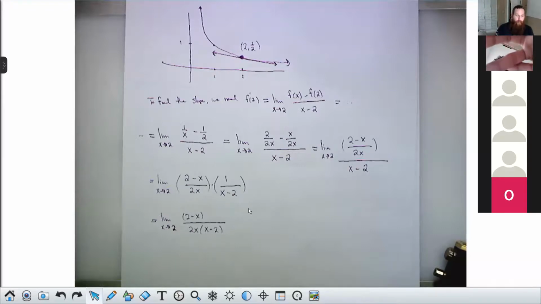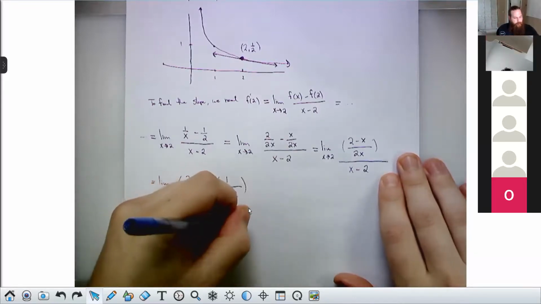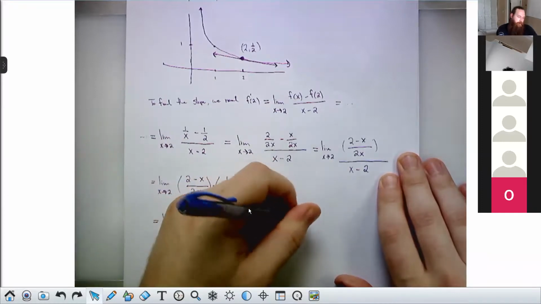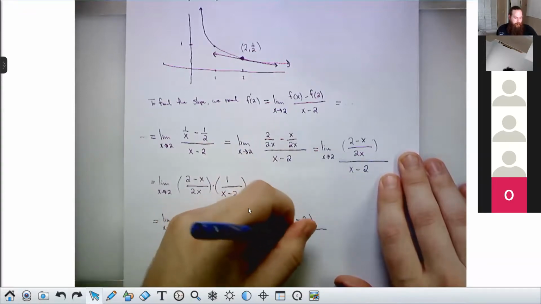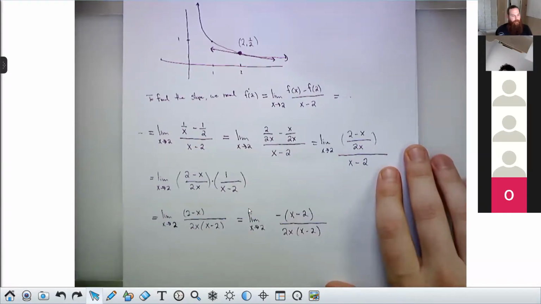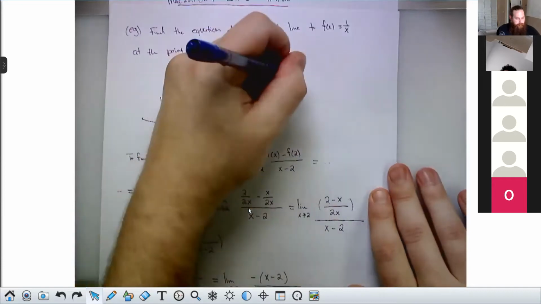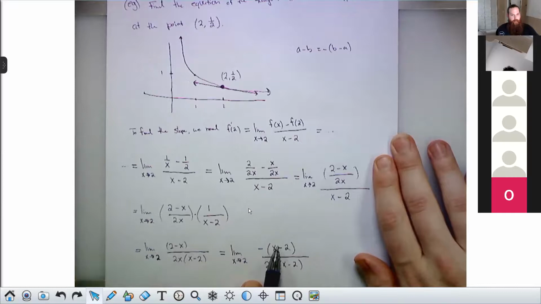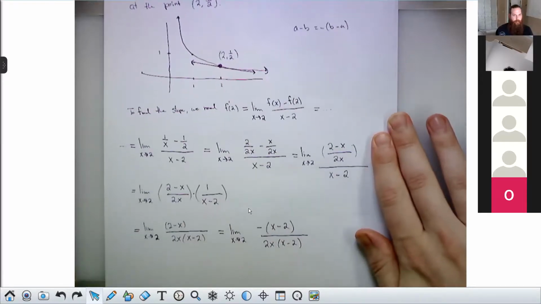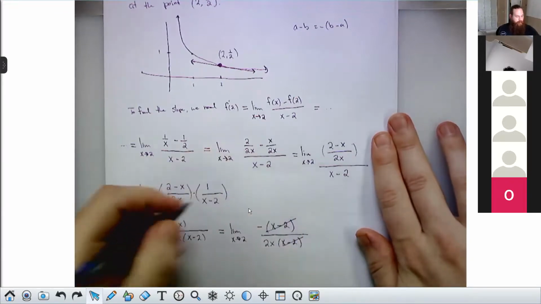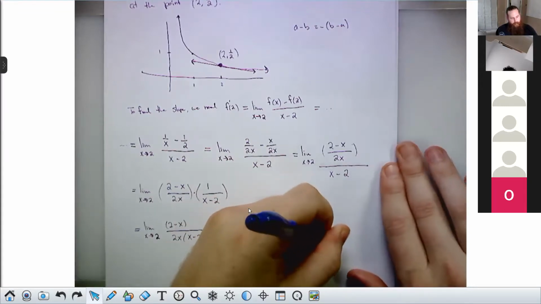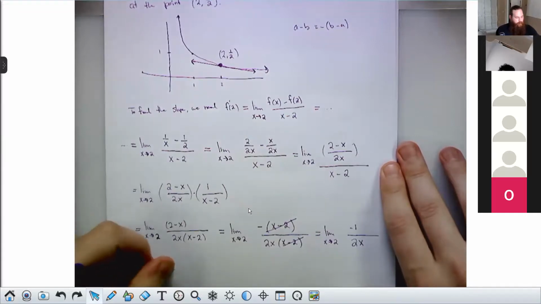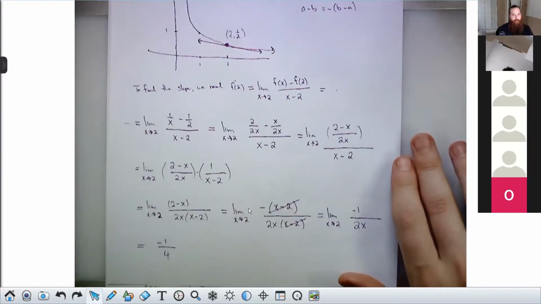Yeah, just factor out a negative 1. Good. If I pull out a factor of negative 1 from the top, that'll change the order of the subtraction. 2 minus x is the same as negative x minus 2. And then I can cancel the x minus 2s. So here I'm using an algebra fact that is useful. It's that a minus b is the negative of b minus a. I'm using it to go from here to here. Now we can cancel these. And I get the limit as x goes to 2 of negative 1 divided by 2x. So as x goes to 2, that's negative 1 over 4. So that's the slope of my line.